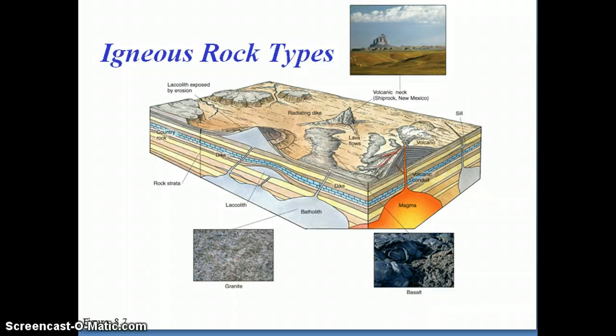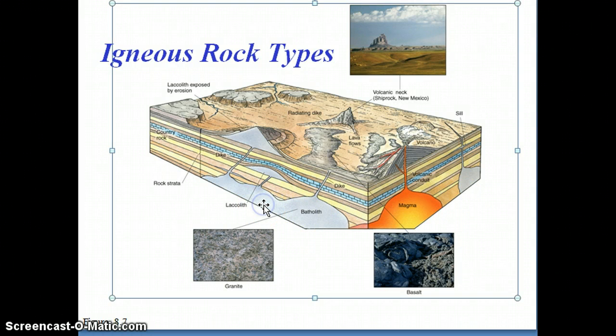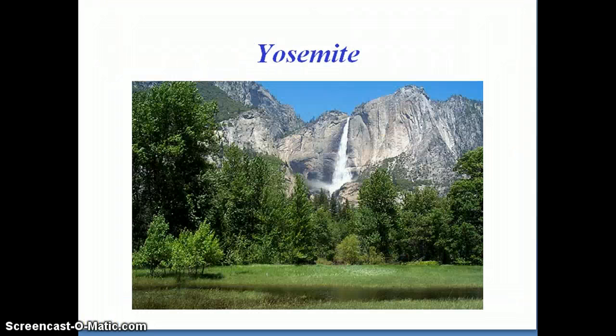So the diagram talks about the different rock types. Look at this in your book. Be able to define several of these terms: magma, batholith, laccolith, a sill. I think he has good explanations of that in the book.